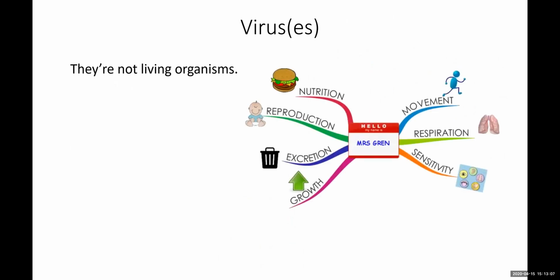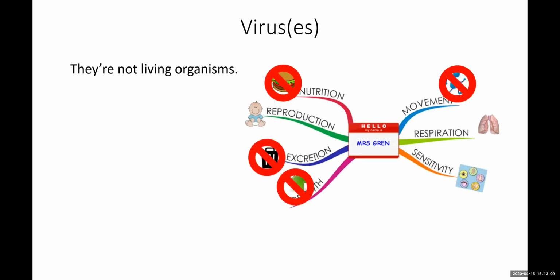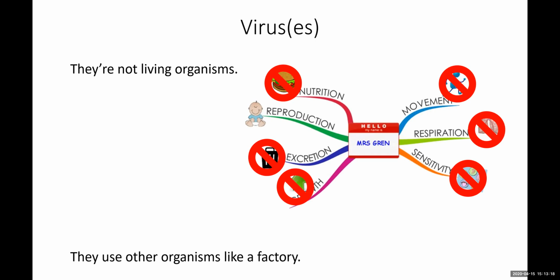So at the moment, viruses is a key word. We're obviously talking about the coronavirus. The key thing to remember is a virus is not a living organism. Why is it not living? Because of Mrs. Gren, the only thing it does is reproduction. Basically, it uses other organisms like a factory. It inputs things and they have to reproduce inside the cells.